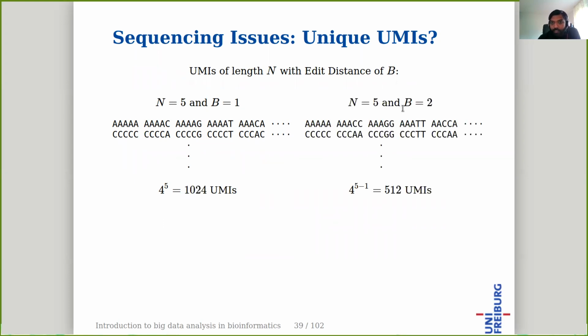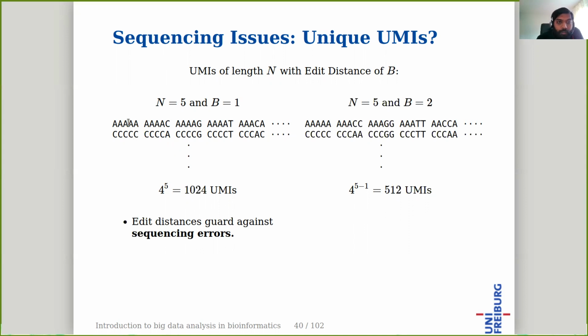And another example where n is 5, b is 2. At this time, 2 nucleotides are replaced or changed each time. So AA is changed to CC here, which is changed to GG here, changed to TT here, and so on. In this case, we generate 4 to the power of 5 divided by 2, that is 512 UMIs. That's half of this. So with increasing the edit distance, you decrease the number of UMIs, but the edit distance is actually good because it can guard the UMIs against the sequencing errors.